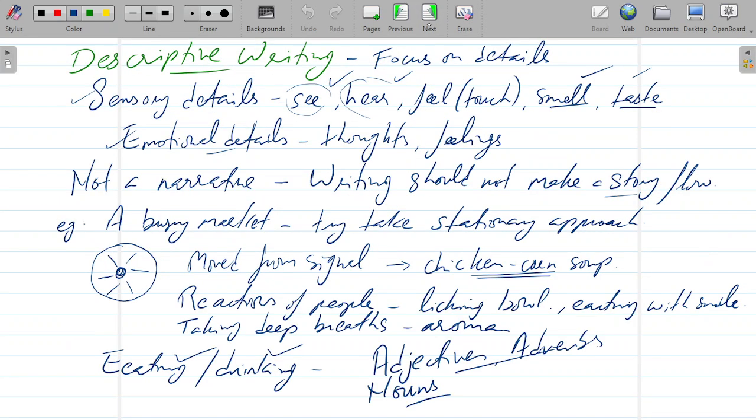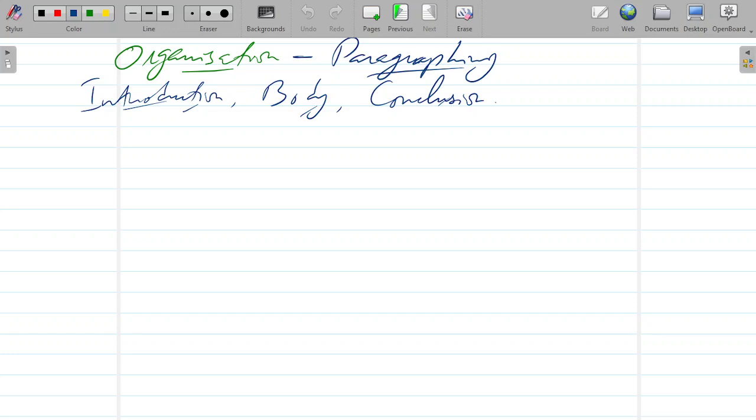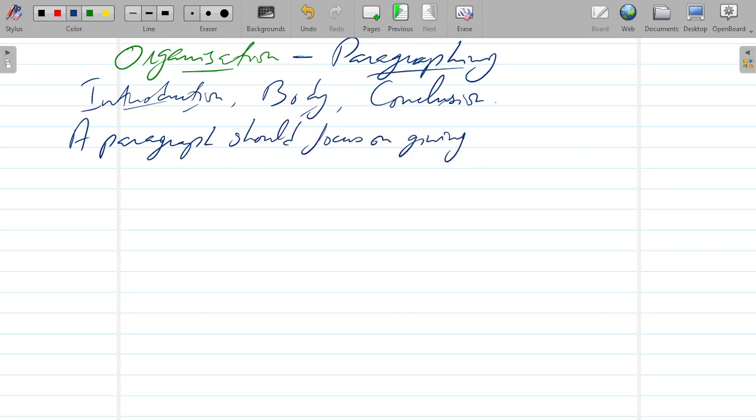But you can split them further, so the conclusion doesn't have to be one, it can be split into two paragraphs, right? You can take it slow. The thing about it is that you need to split your paragraphs properly, so you don't want to split them just from anywhere, right? A paragraph should focus on giving a complete set of information or detail.